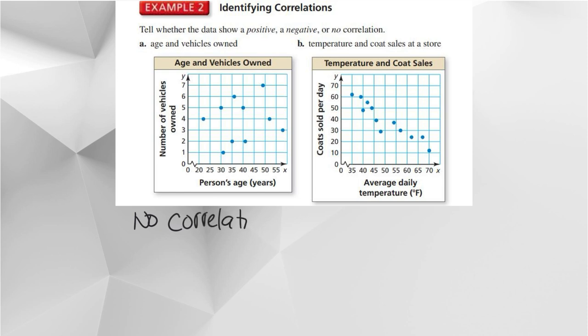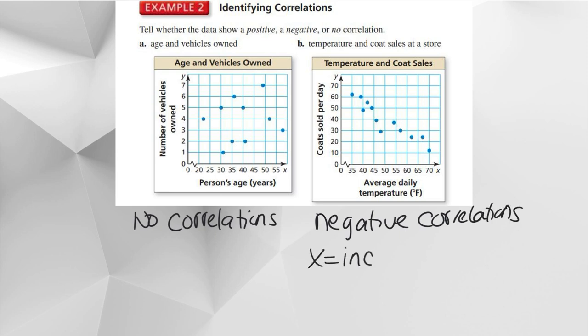What about B? Temperature and coat sales at stores. We could see that the higher the temperature, what's going to happen with the coats? It decreases, correct? The lower the temperature is, the more demand for coats there is. The higher the temperature is in Fahrenheit, the less the demand is. So this is giving us a negative correlation. Basically, x is increasing, but y is decreasing.